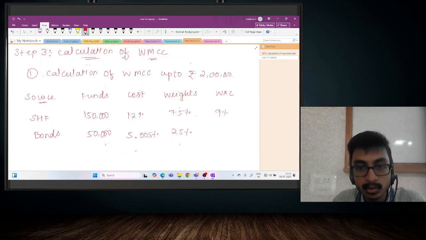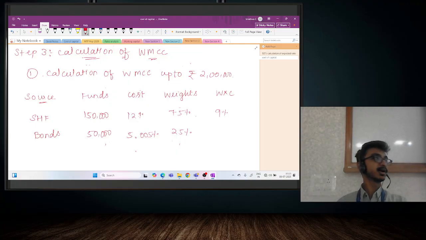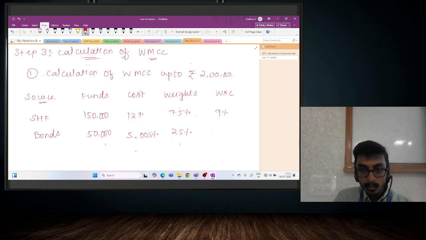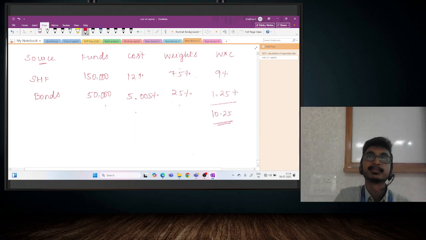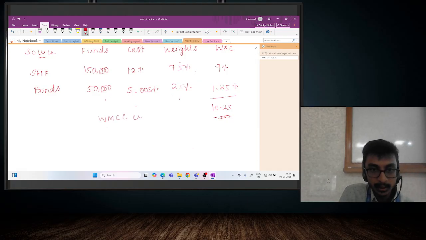So here how much? 25% into 5.005, how many percent? 1 point? So totally, the weighted marginal cost of capital up to 2 lakh rupees is 10.25%.